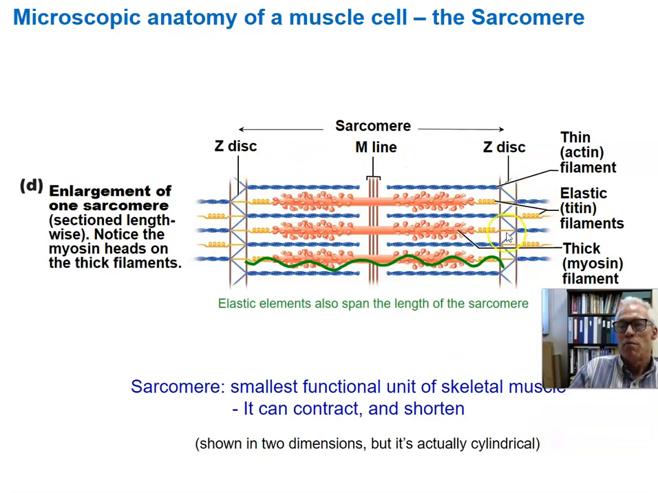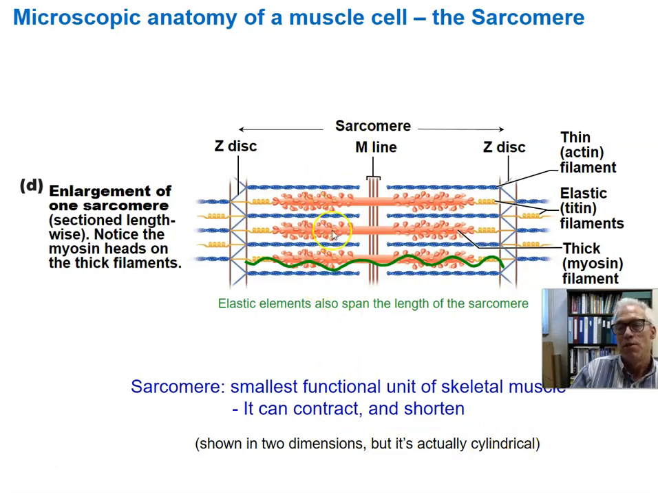And this unit from Z disc to Z disc, the sarcomere, is the smallest functional unit. It can physically shorten, and that's what happens when a muscle contracts. All the sarcomeres that make up all the myofibrils shorten, and that sums up to produce a significant reduction in the length of a muscle, the contraction of a muscle.